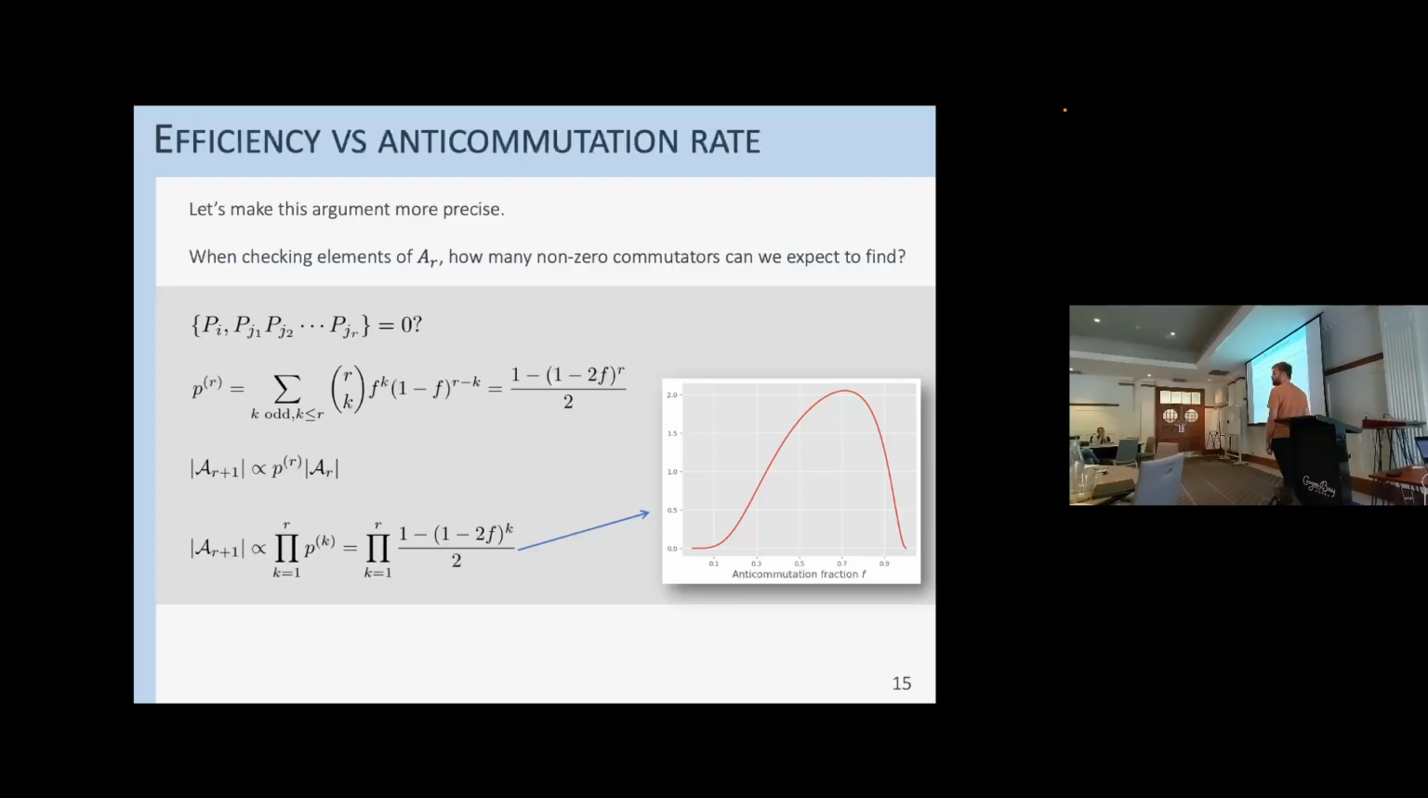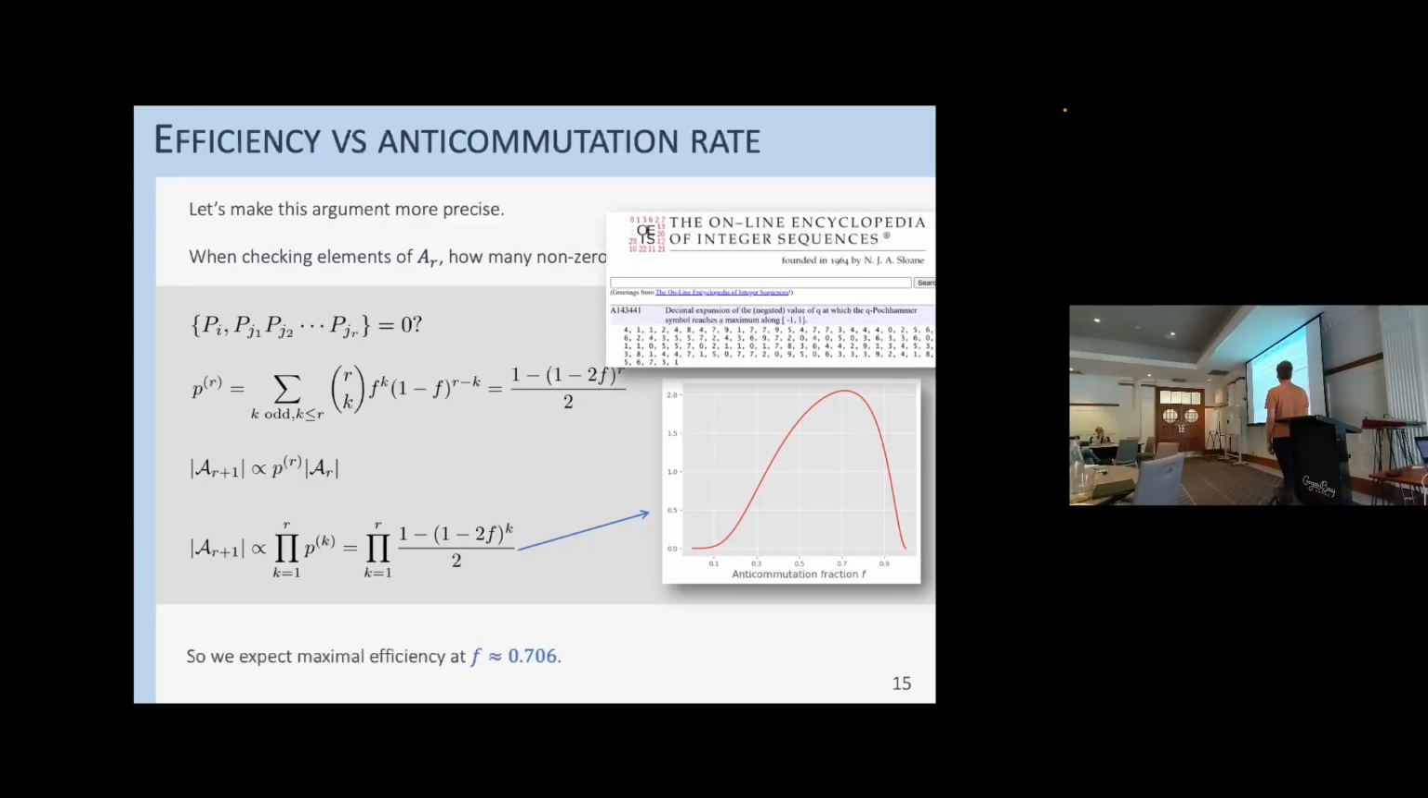But the peak is not at a half. It's around 0.7. And it's always a good day when you can go to the Online Encyclopedia of Integer Sequences, because this is just some known function, and the point that maximizes it is known, and it has this decimal expansion, and this corresponds to f approximately 0.706. And so if you have a set of polys and you want to generate all polys as quickly as possible, you want to pick that set such that every generator anti-commutes with approximately 70% of the other ones. It's a very interesting number, I think.